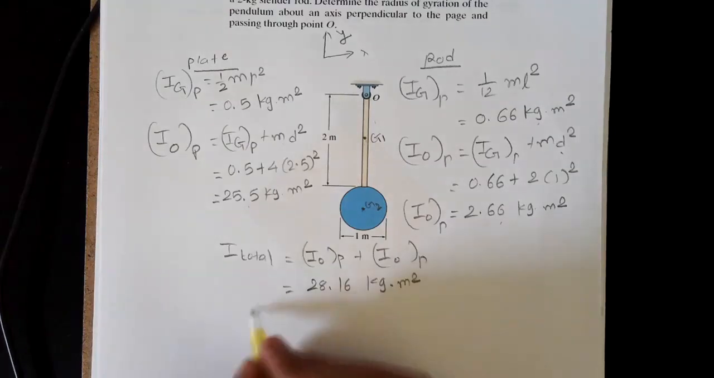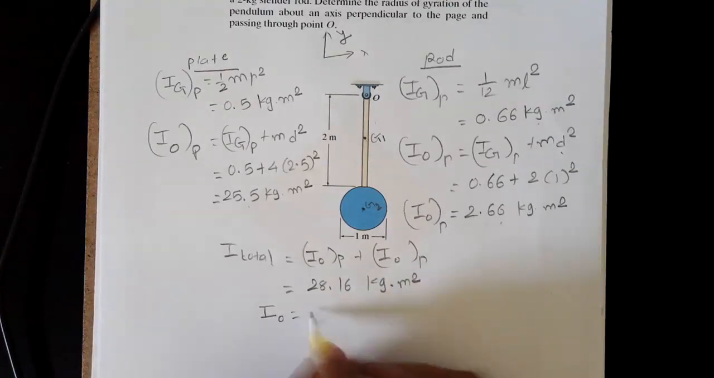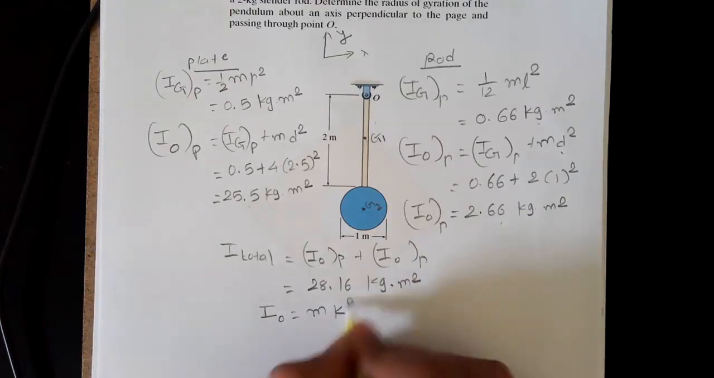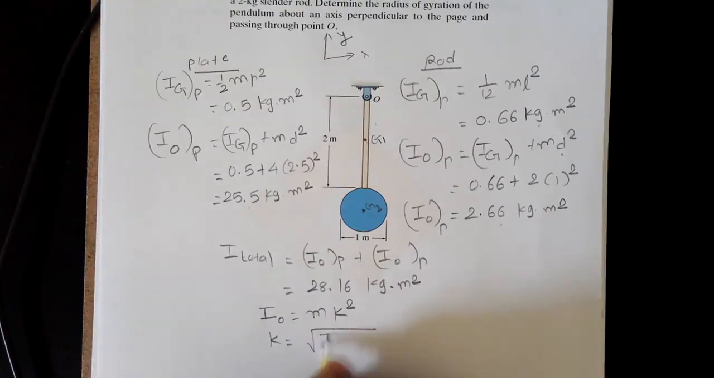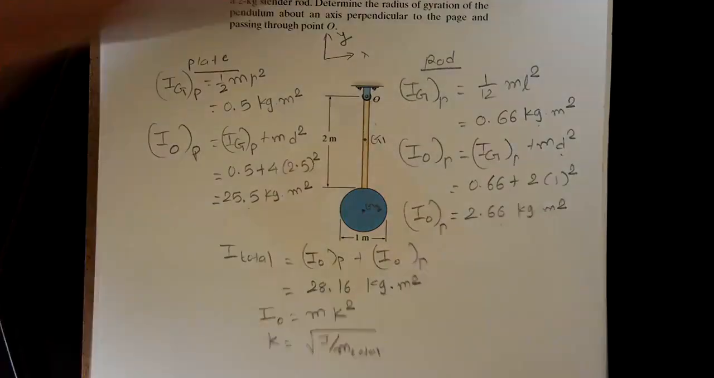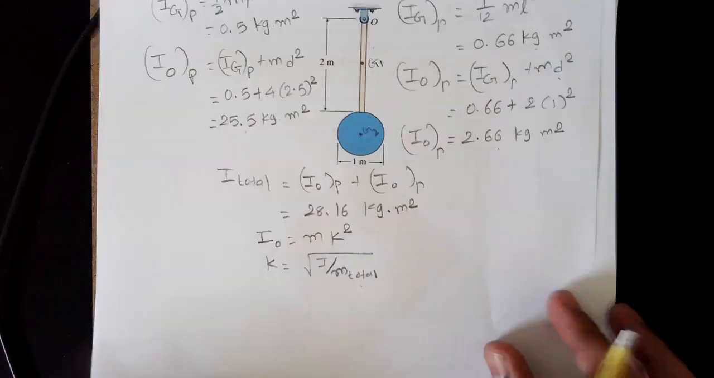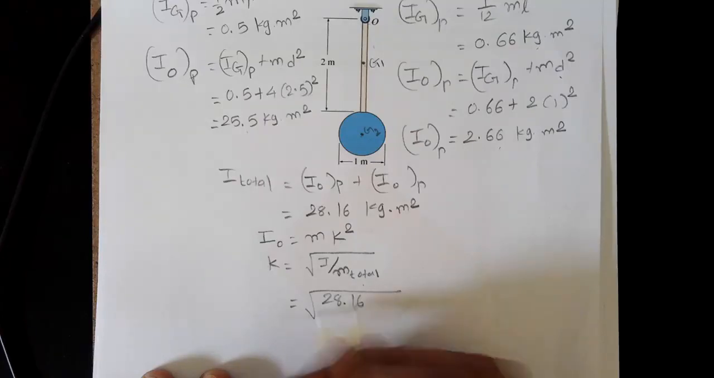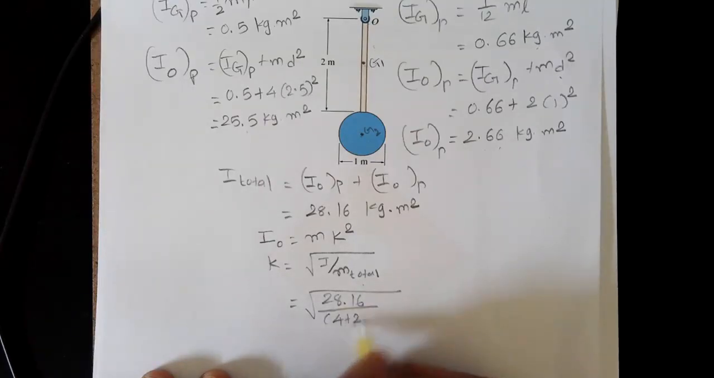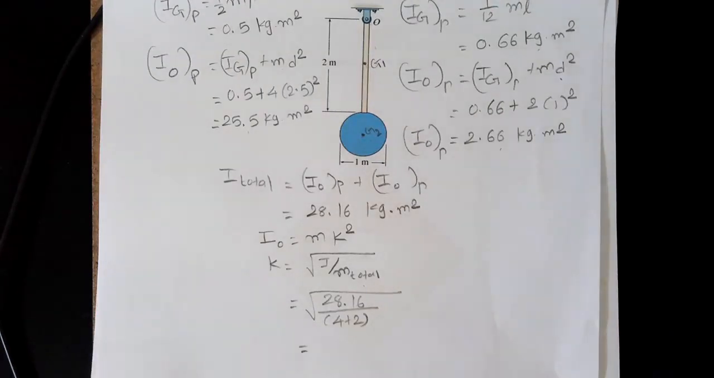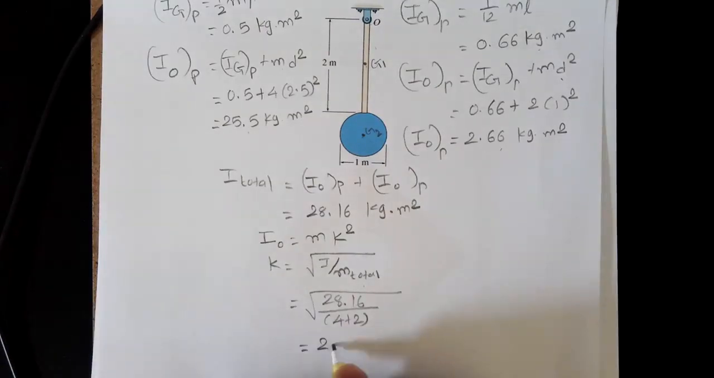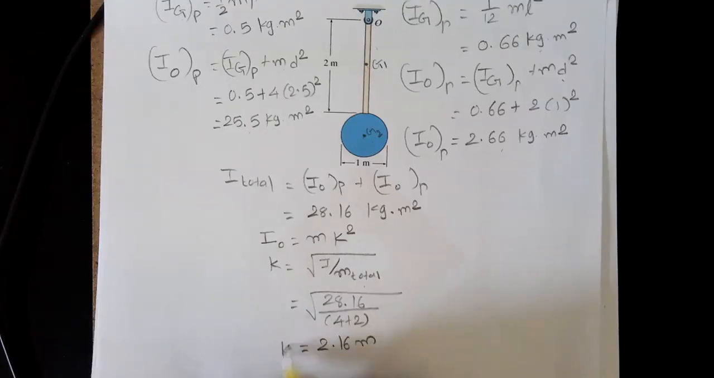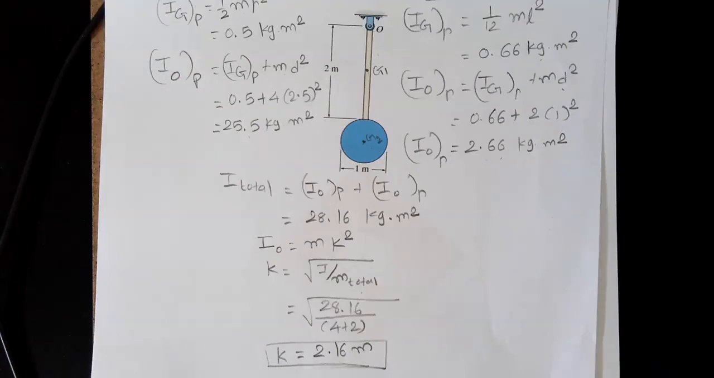So for the radius of gyration, we know the equation: I, the moment of inertia, is equal to m k squared. So the radius of gyration k is the square root of I divided by m. But here it is the mass of the total pendulum, right? Because we are using the total moment of inertia, so we need to use the total mass. So in this equation, this is the square root of 28.16 divided by 4 plus 2, that is 6 kilogram, and this number is 2.16 meters. That is the radius of gyration k for the pendulum, and that finishes the problem.